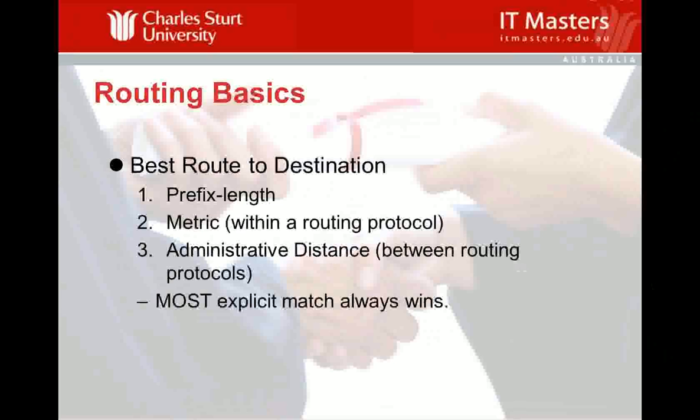But the most important thing to note is that the most explicit match always wins. So, for instance, if we just go down through the order there and we say, right, prefix length is the number of bits used to identify the network, and this is used to generally determine the most specific route. Okay, so a longer prefix length indicates a more specific route. For example, let's assume we're trying to reach host address 10.1.5.2/24.